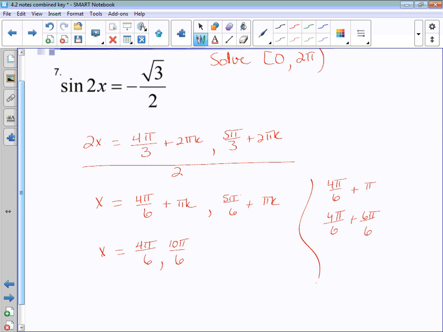So my next answer is 5 pi over 6. We want to stay between 0 and 2 pi. If you subtract, you're going to be in the negatives. So I'm going to add pi again. What do I get? Can I add again, or will it be too big? Too big.